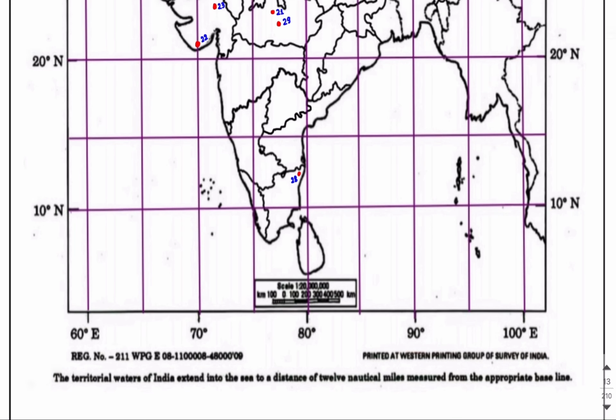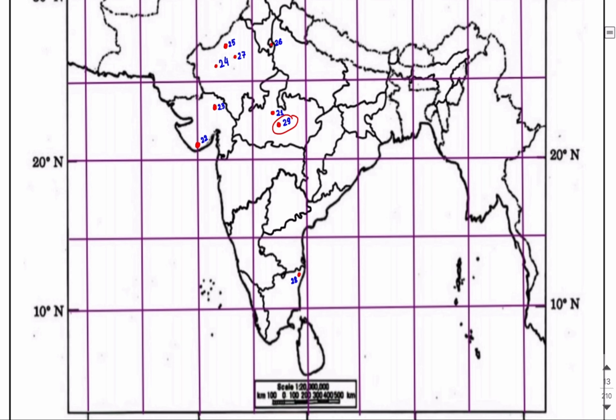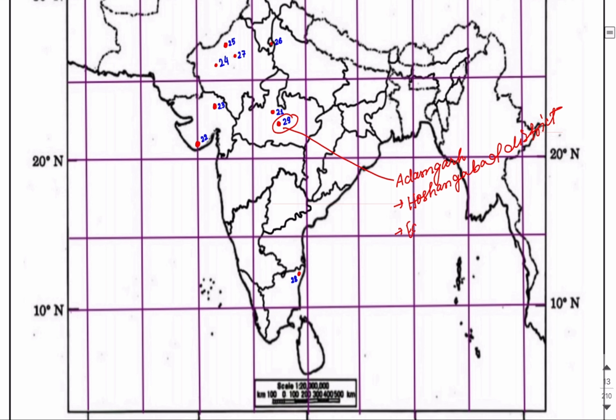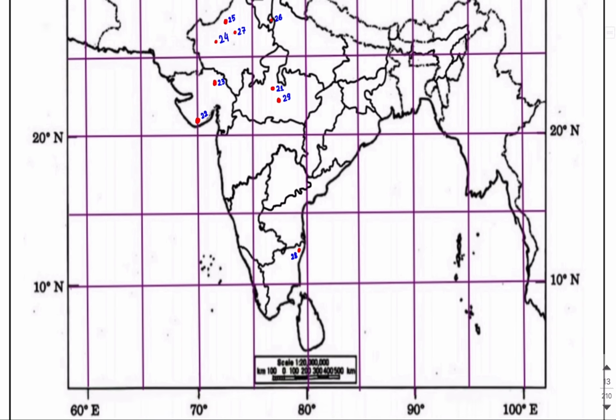Now let us see the last site, which is 29. Here you can see that it is present in Madhya Pradesh, which is your Adamgarh, and it is present in Madhya Pradesh in the district of Hoshangabad. And one very important and prominent point which you really need to remember: here the evidence of the earliest domestication of animals has been found. So that was all about the Palaeolithic sites. We have discussed the 29 sites. So that is enough for Palaeolithic.